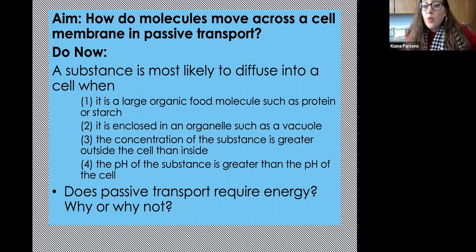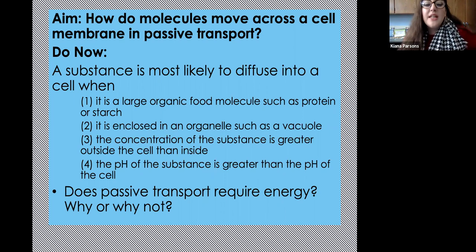It is enclosed in an organelle, such as a vacuole, so it's not going to be able to diffuse if it's enclosed in an organelle. The concentration of the substance is greater outside the cell than inside, where the pH of the substance is greater than the pH of the cell. So hopefully you know that number 3 is the answer, because objects and materials diffuse down the concentration gradient, from high concentration to low concentration. We're going to look more at that today.